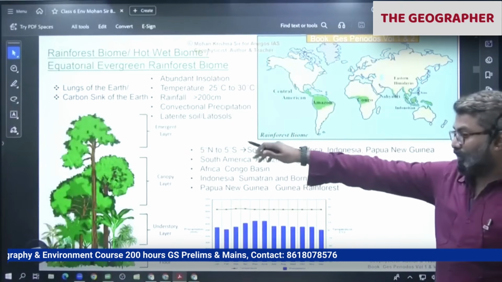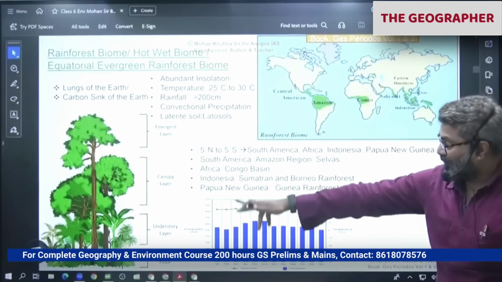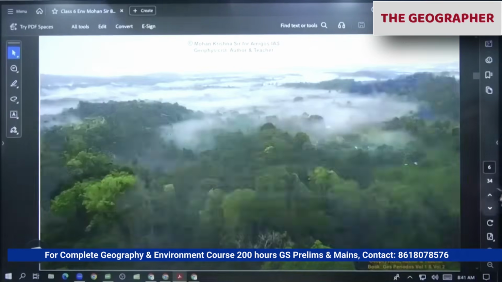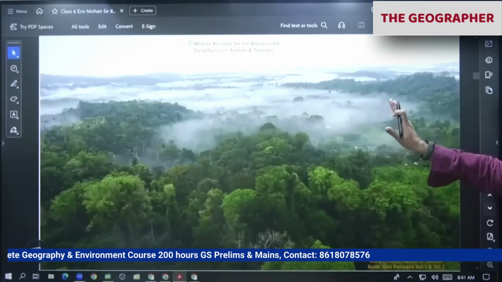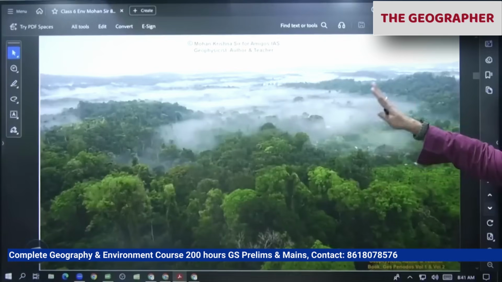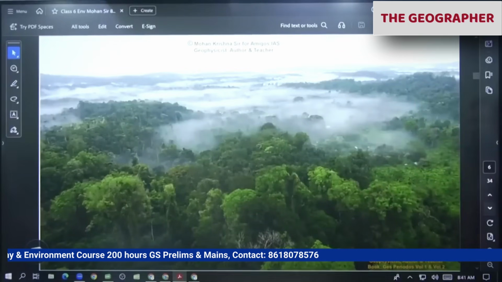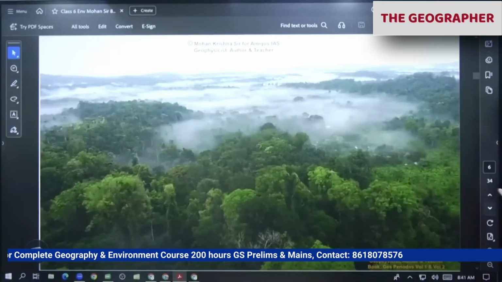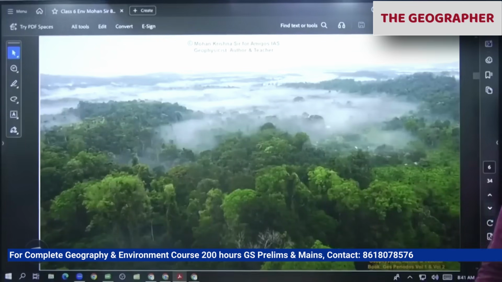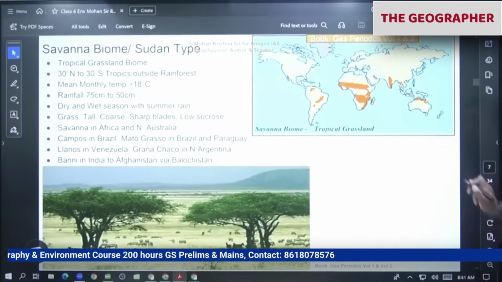We'll come to that. We'll discuss different countries' technology. These new methods and all we'll discuss. First, is this clear? So notice this is how the rainforest looks. Always raining, clouds, mist. We can see rainfall. Near the equator we don't experience any seasons, as I told you, because we receive insolation throughout the year. So this is clear. Next is the savanna biome.